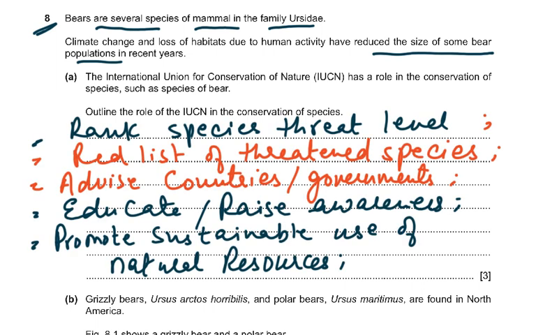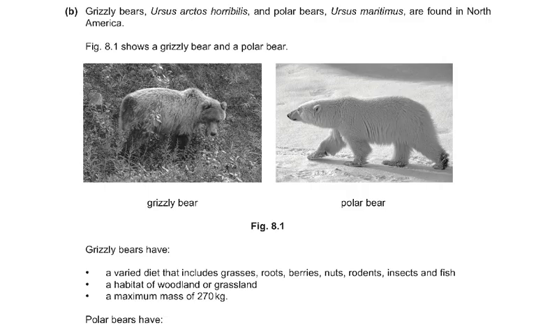Rank species threat level, red list of threatened species, then advise countries or governments or policy makers, educate and raise awareness, then promote a sustainable use of natural resources. Grizzly bears Ursus arctos horribilis and polar bears Ursus maritimus are found in North America. Figure 8.1 shows a grizzly bear and a polar bear.